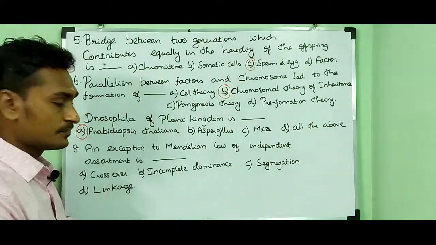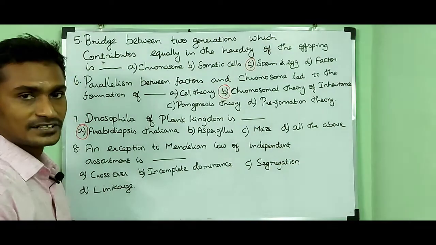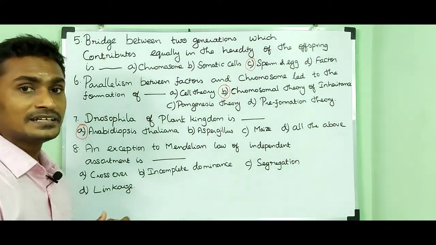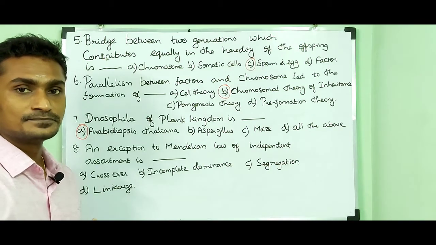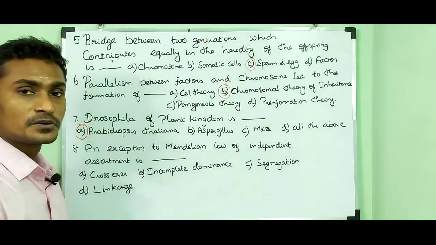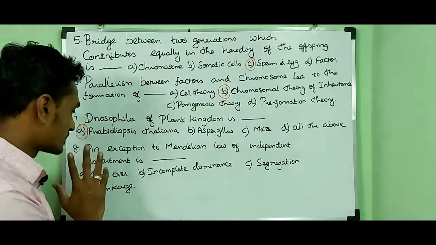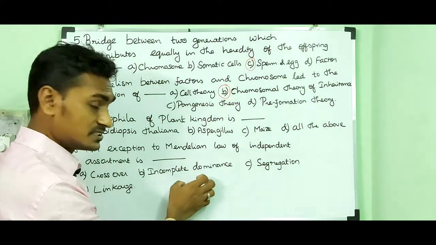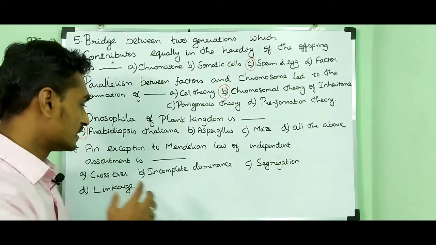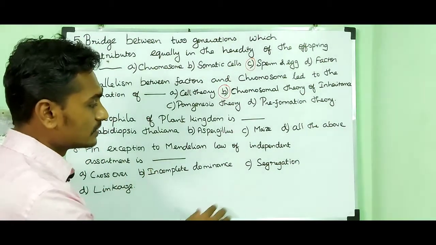Then the eighth question: an exception to Mendelian law of independent assortment. According to the law of independent assortment, alleles assort independently. Option A, crossover. Crossing over means exchange of genetic material between two chromatids, so option A is the wrong answer. Incomplete dominance means the dominant allele cannot mask the recessive allele. So option B is also wrong.